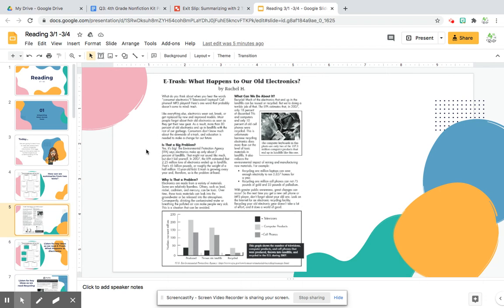Yes, it's big. The Environmental Protection Agency, the EPA, says electronics make up about 2% of landfills. That might not sound like much, but don't kid yourself. In 2007, the EPA estimated that 2.25 million tons of electronics ended up in landfills. That's 45 billion pounds, or roughly the weight of 500,000 10-year-old kids. Now, e-trash is growing every year, and therefore, so is the problem at hand.